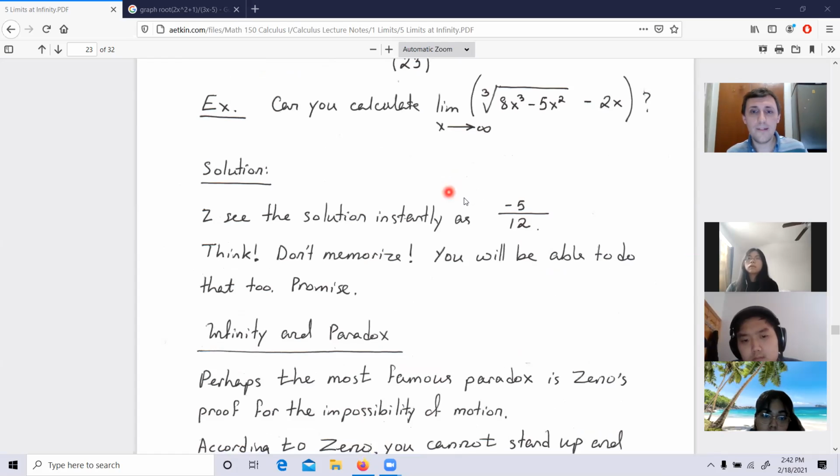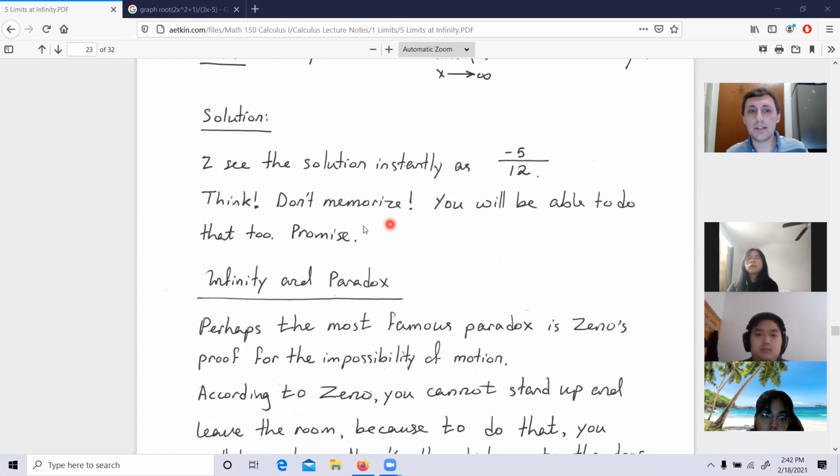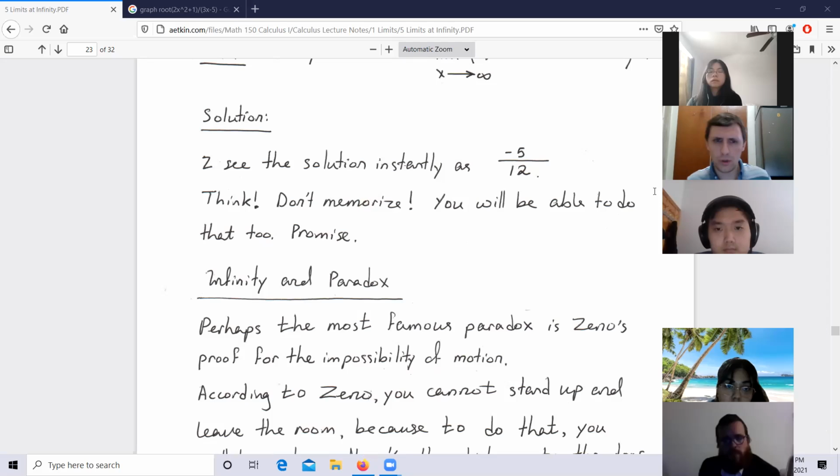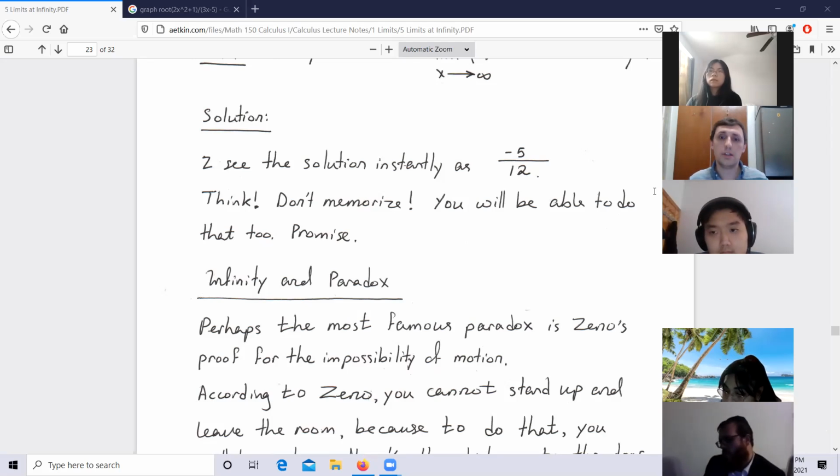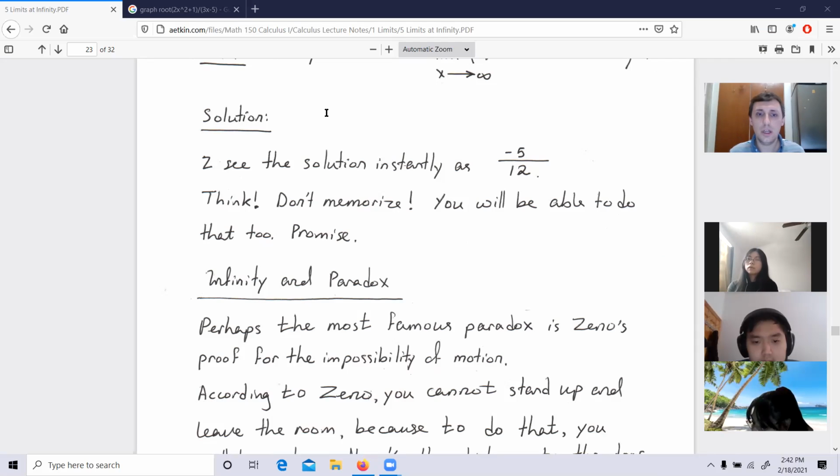Good? So again, guys, the point is you think, you don't memorize, and if you are able to do that, if you're able to force yourself to love even the boring parts here, you will understand the subject, it will be very easy for you. It will be second nature.